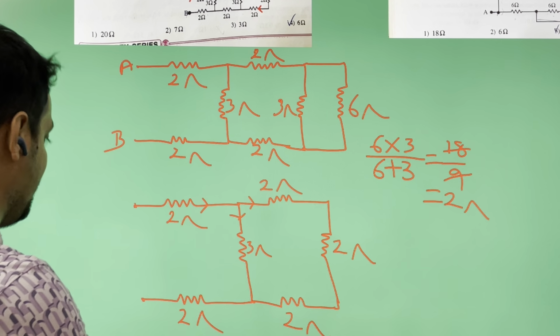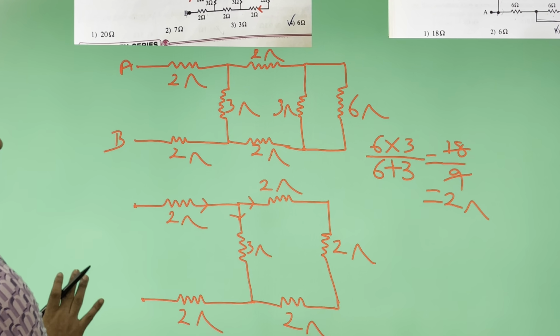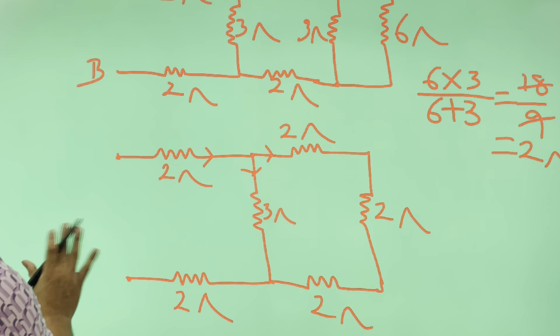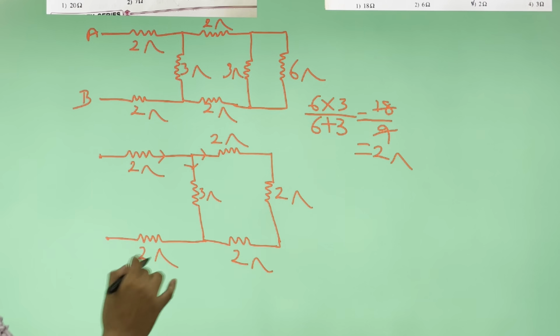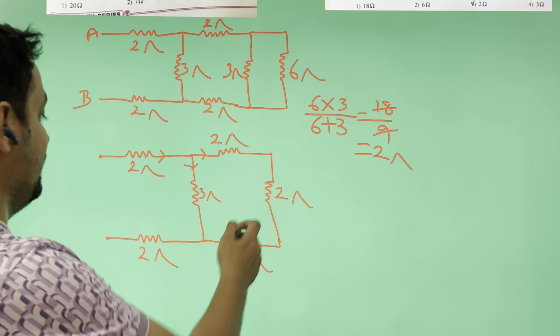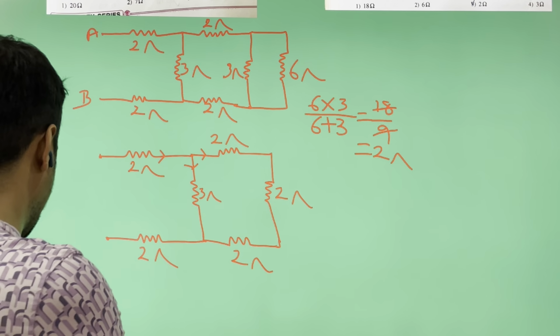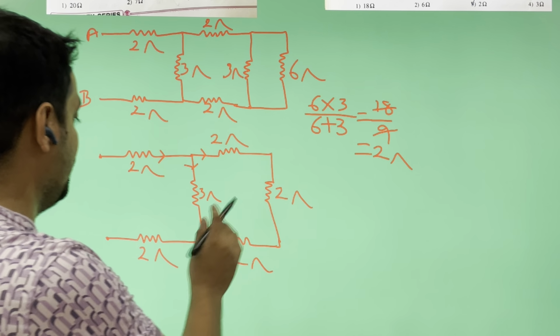So you can do it here. Let's see, I will redraw this again. Here 6 ohm, then 6 ohm will be parallel to 3 ohm. So I will redraw this again.